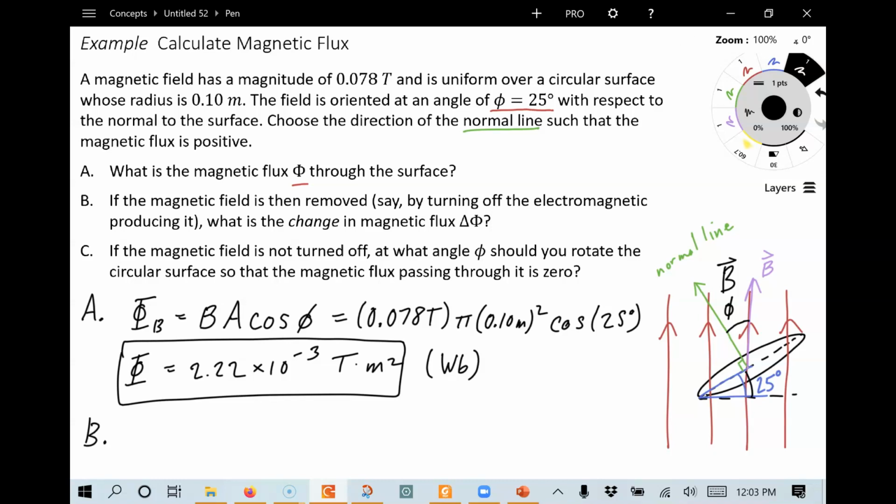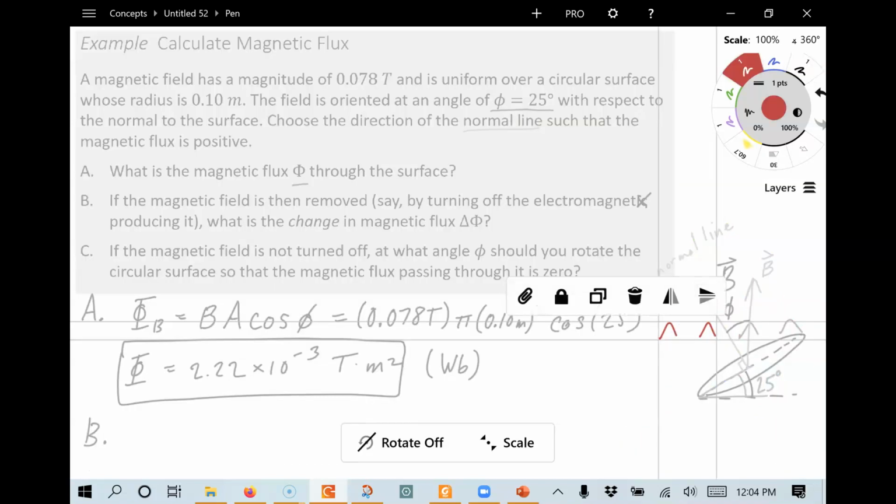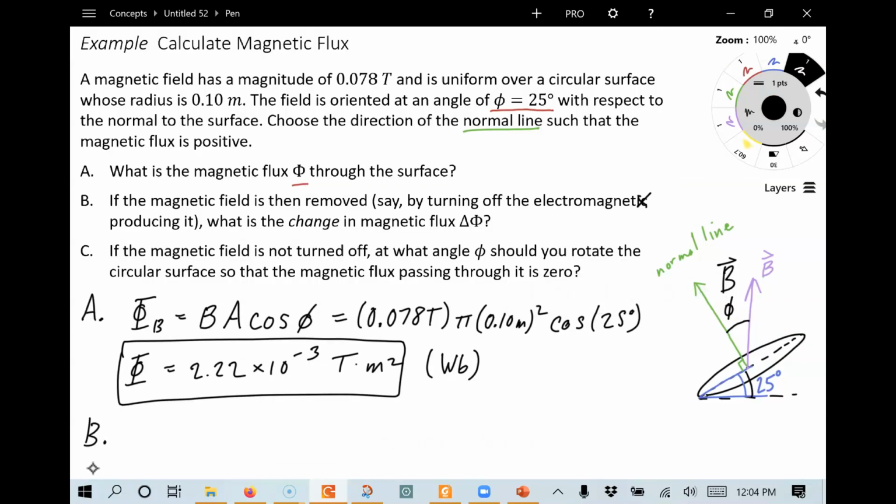Let's look at part B. If the magnetic field is then removed, say by turning off the magnet producing it, what is the change in magnetic flux, delta phi? So we're imagining that maybe this magnetic field is generated by a solenoid below. If we turn that solenoid off, we can get rid of the magnetic field. Now what's the flux through the loop? Well, it's going to be 0 because there's no magnetic field passing through. So this is an easy one to do.